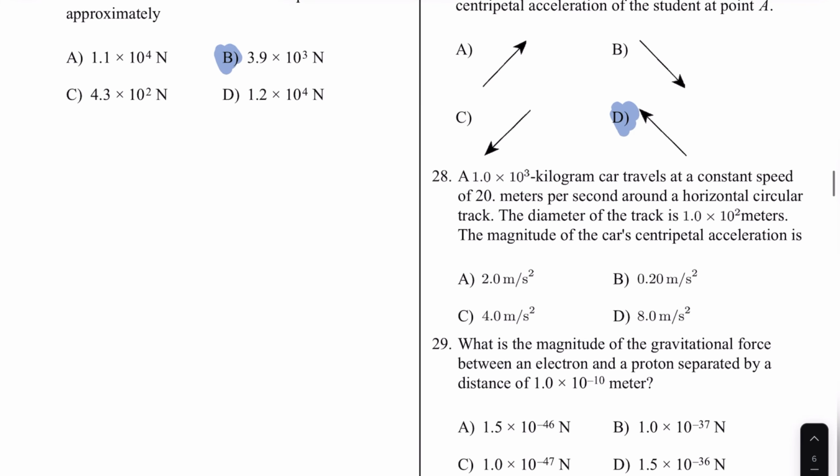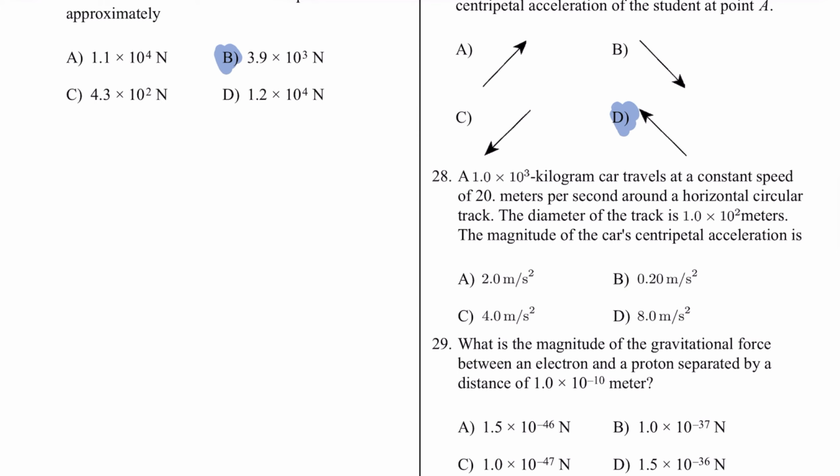28. A 1 times 10 to the third kilogram car travels at a constant speed of 20 meters per second around a horizontal circular track. The diameter of the track is 1 times 10 to the second meters. The magnitude of the car's centripetal acceleration is what? So this is, again, really easy.